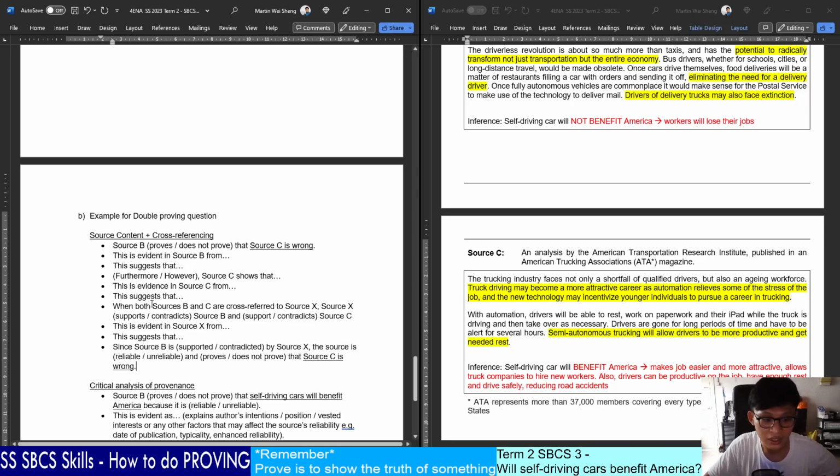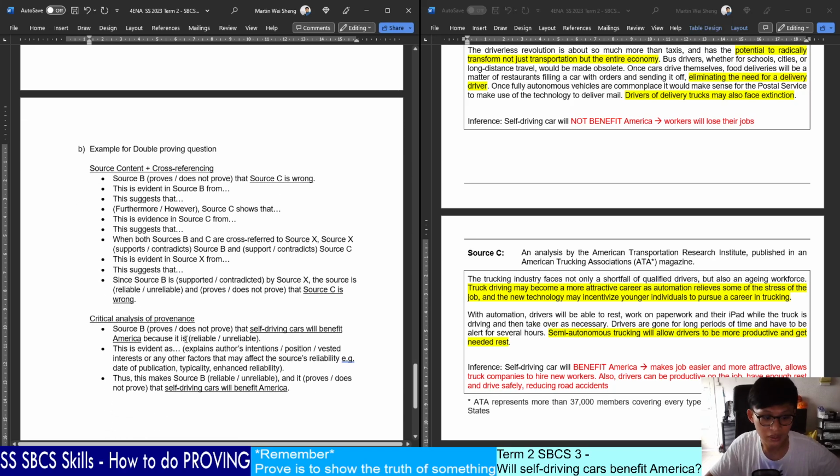So in our example over here, when both sources are cross-referred to X, source X supports or contradicts. Then it supports or contradicts. So this is evident in source X from, this suggests that. And then finally, you would answer the question once again.